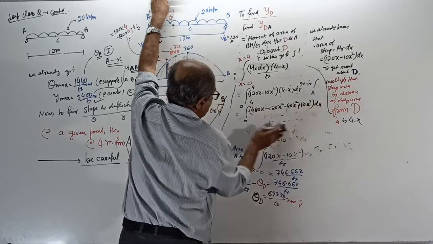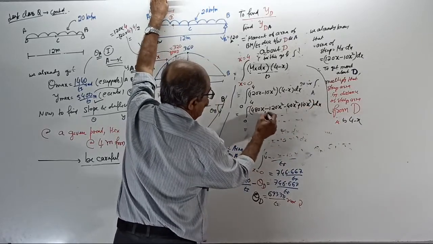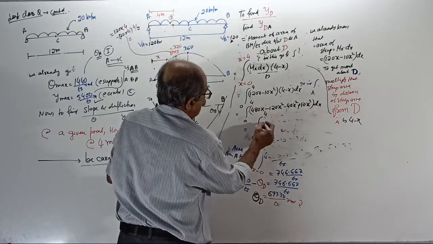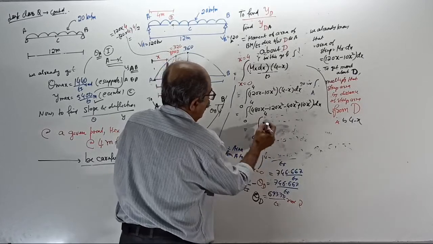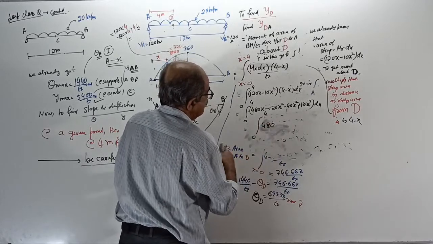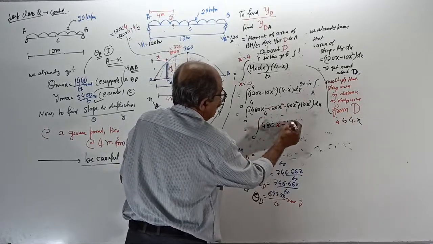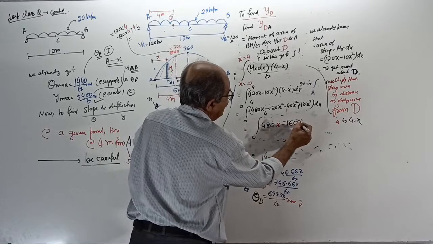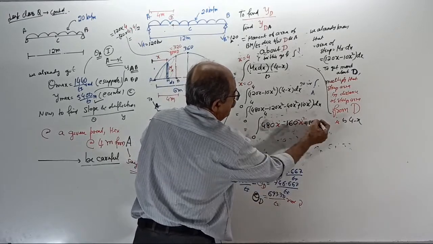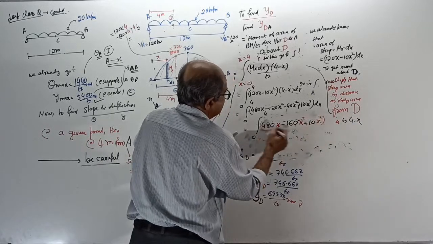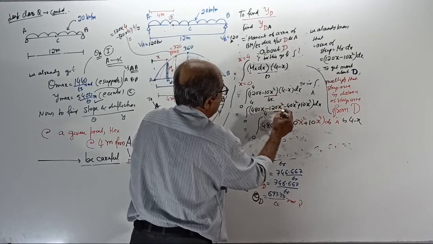dx, or you can slightly simplify it. Equal to integration 0 to 4 of 480x minus 120 plus 60 is what? 160x square plus 10x cube dx by EI. I forgot that by EI. Okay, by EI is understood.